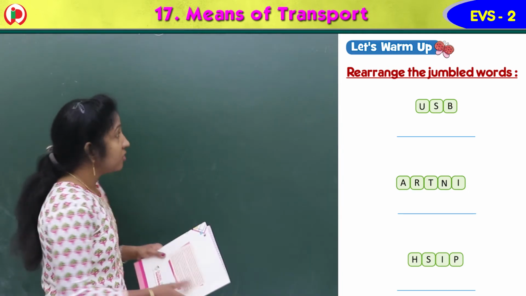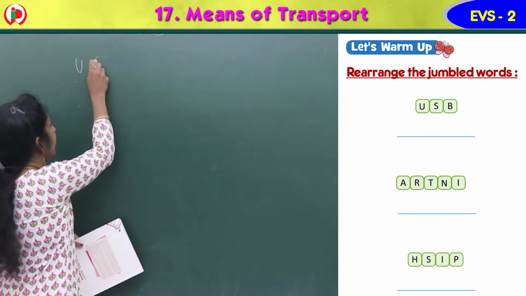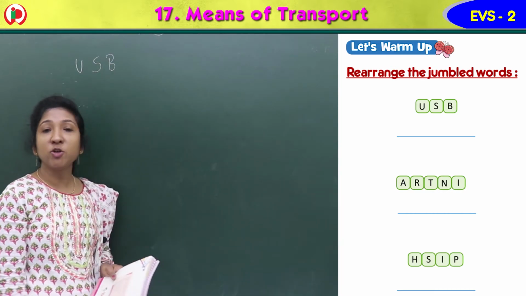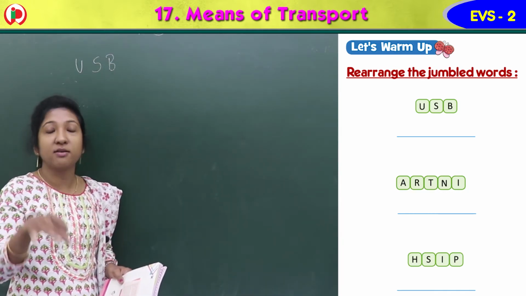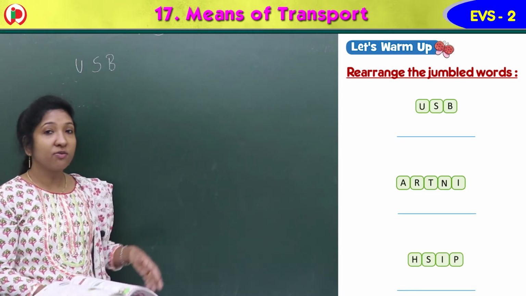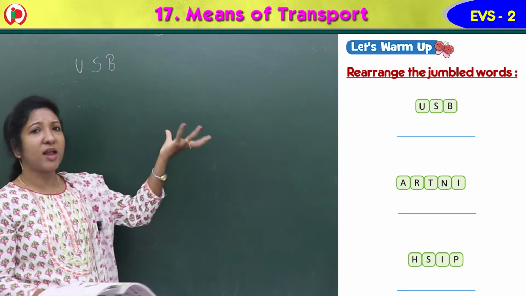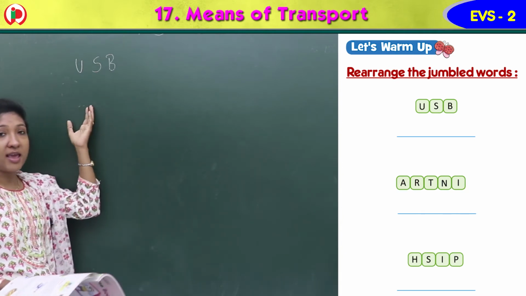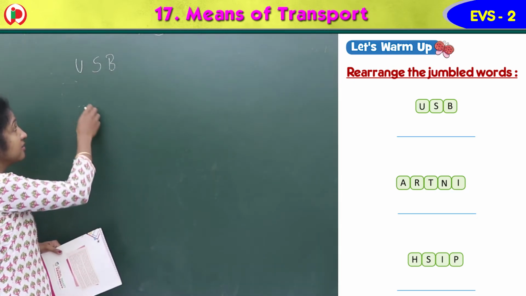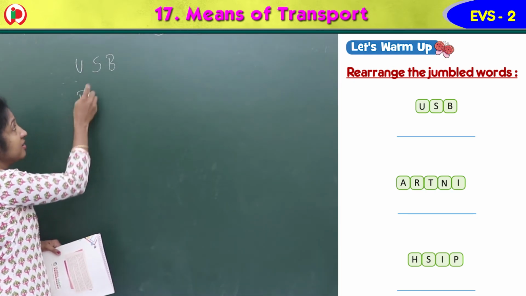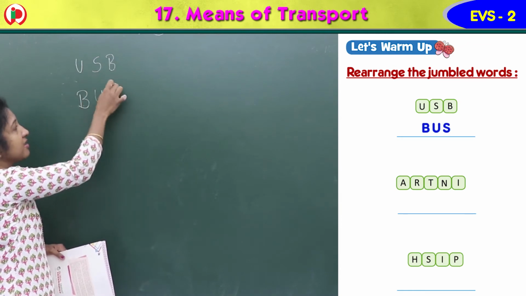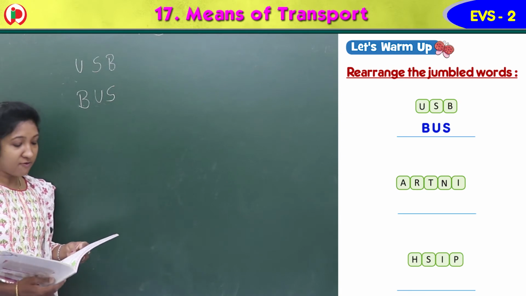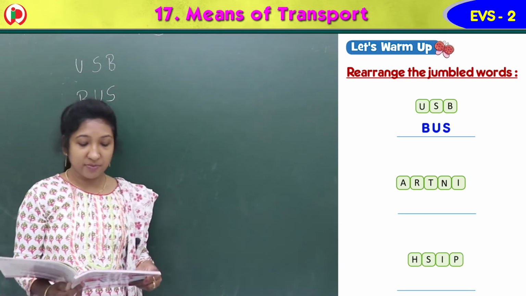So, the first jumbled word is USB. This is not in the correct order. You have to put these letters in the correct order. A clue I can give is that this is a means of transport. Arrange the word. First B, then U, then S. What is the word? Bus, isn't it? Yes. So the first word is bus.